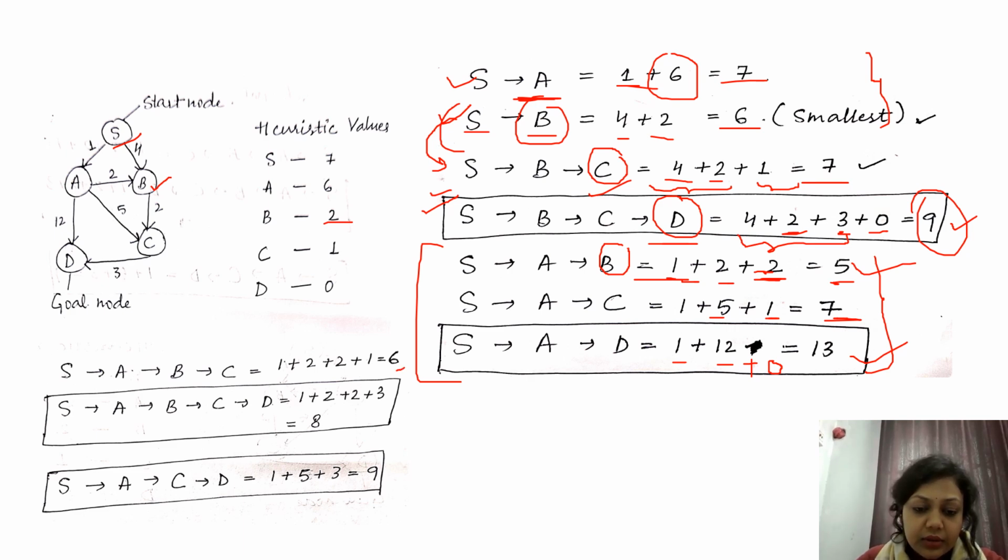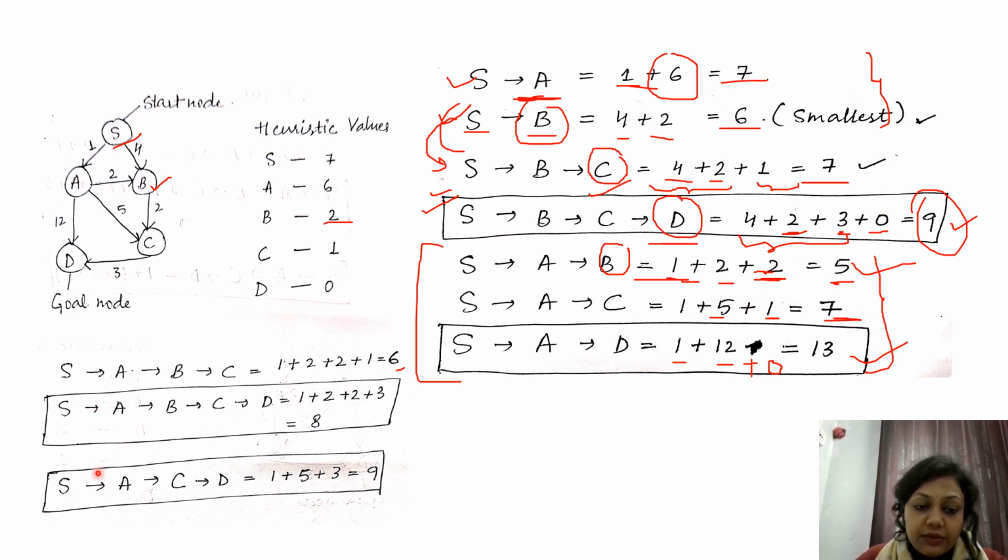It is how S to A is 1, we have considered. A to B is 2, that is also we have considered. Now B to C we have considered is 2. Now the heuristic value for C is 1. So the total value is 6.